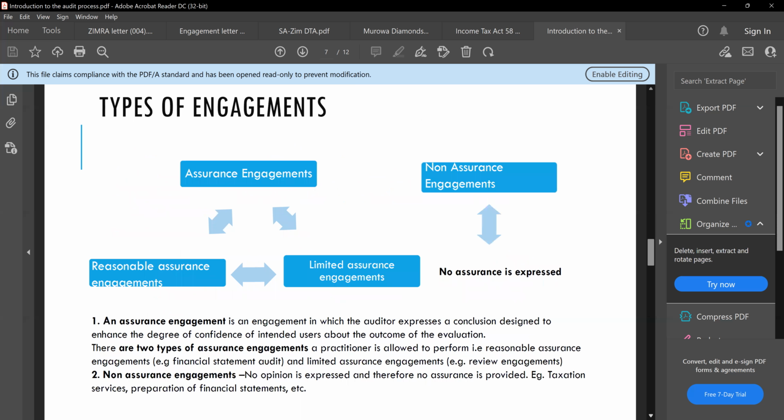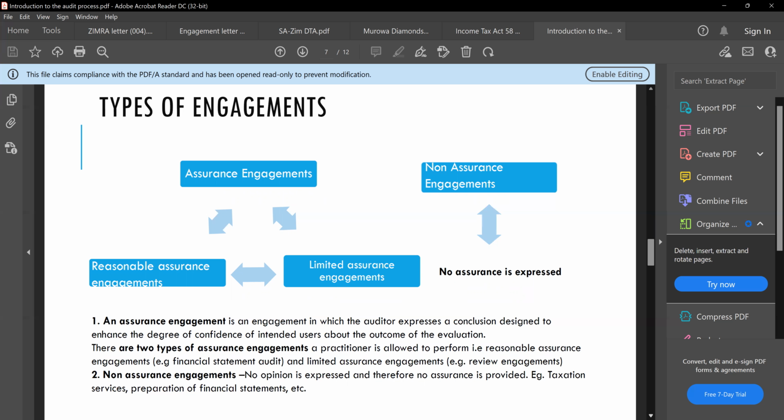So let's take a look at the types of engagements. There are assurance engagements as well as non-assurance engagements. Under assurance engagements, there are two types: reasonable assurance engagements as well as limited assurance engagements. When you're dealing with a non-assurance engagement, no assurance is expressed, right?